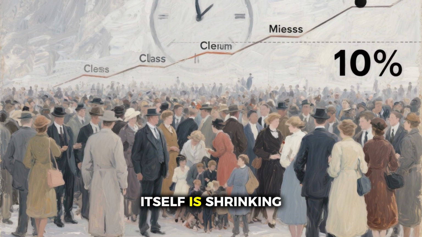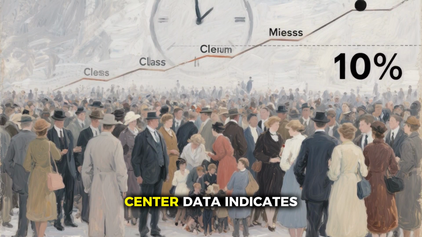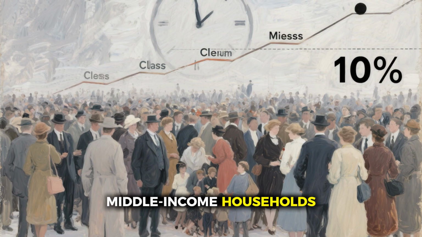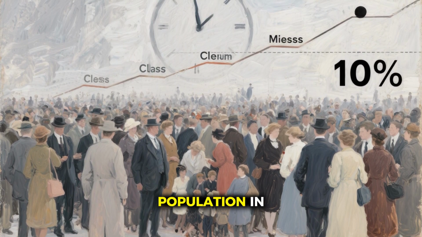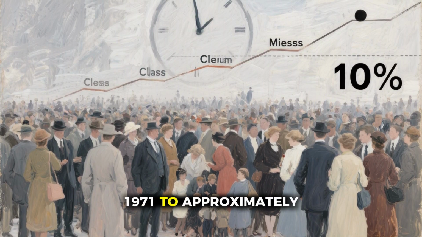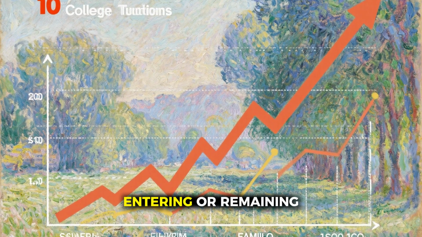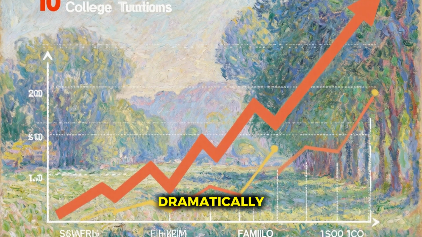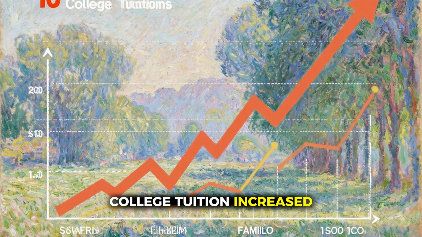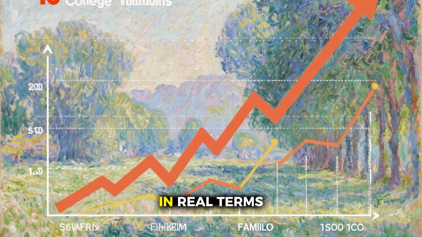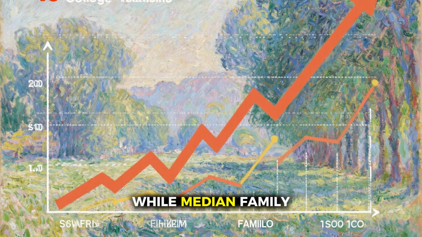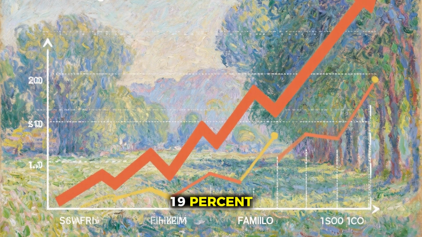The middle class itself is shrinking. Pew Research Center data indicates that middle-income households declined from 61% of the population in 1971 to approximately 50% by 2023. Simultaneously, the cost of entering or remaining in the middle class increased dramatically. College tuition increased approximately 180% in real terms since 1980, while median family income rose only about 19%.